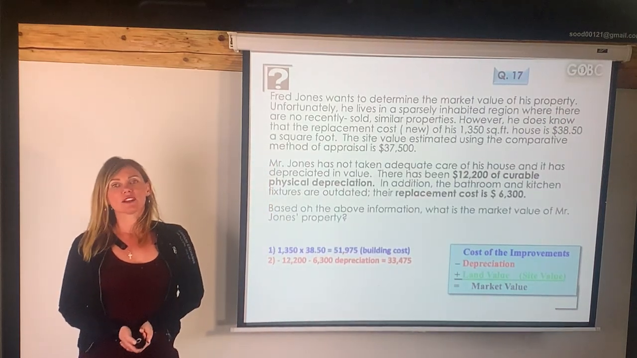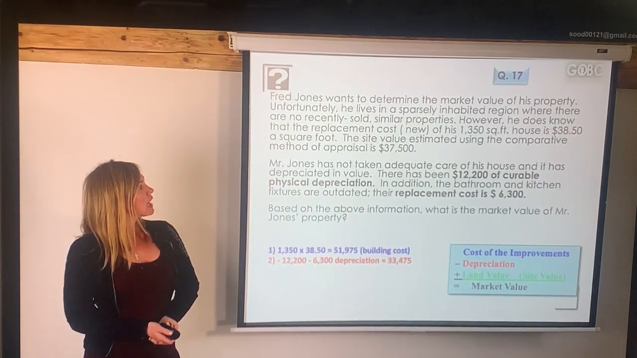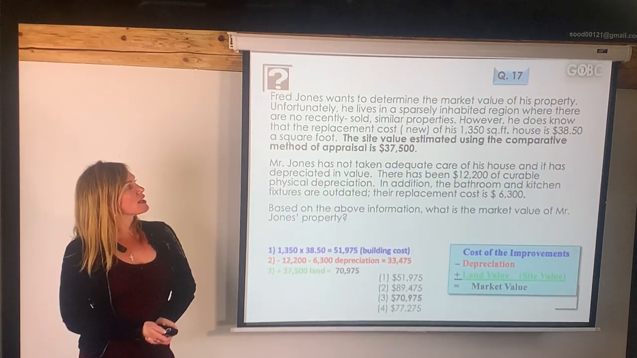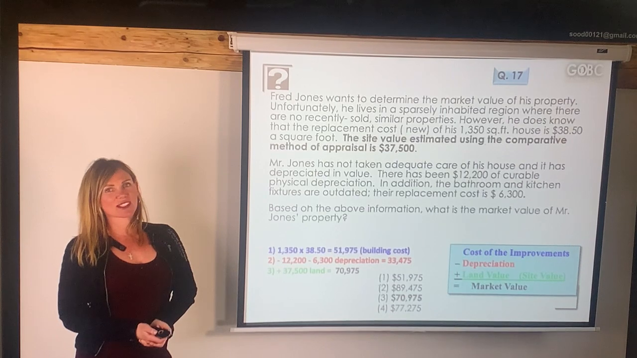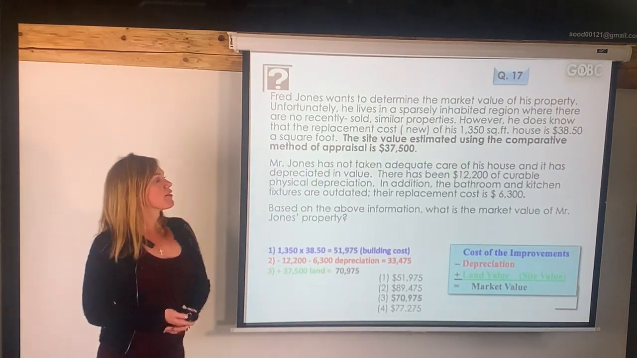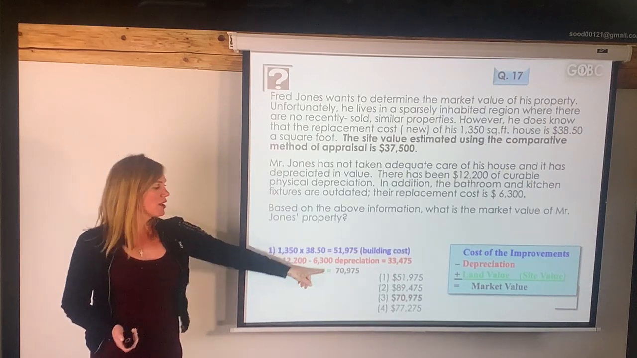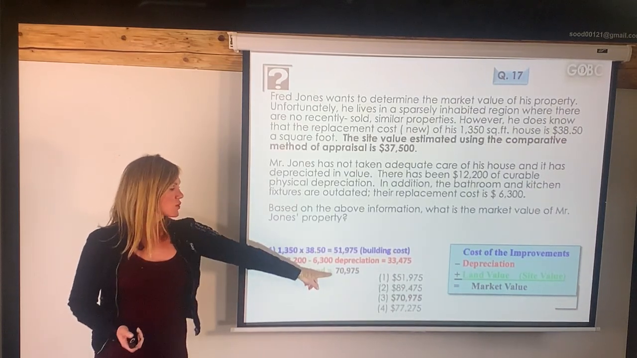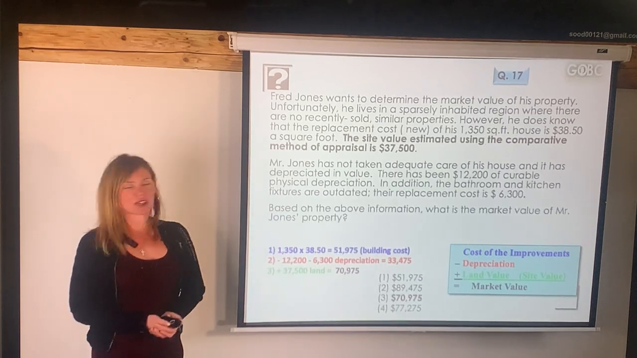Are we done yet? No, because now we have to find the land. How much is the land in this question? Do we have a land in here? Yes, we do. And how did they say about the land? They said the site value. You see how they call it site value? Site value is the same thing as the land value, right? Estimated to be 37.5. So you would add that to everything else, right? So that's 33,475 plus 37.5, and that shows you that the property value will be 70,975.